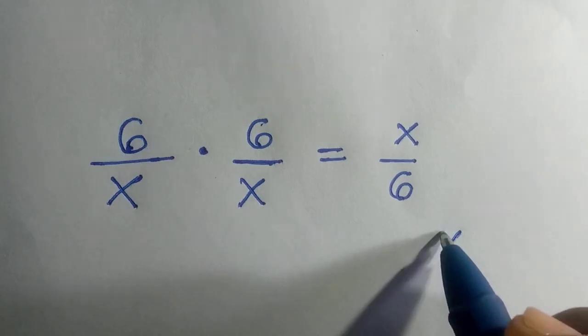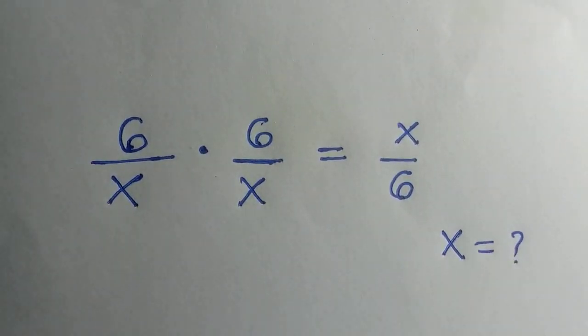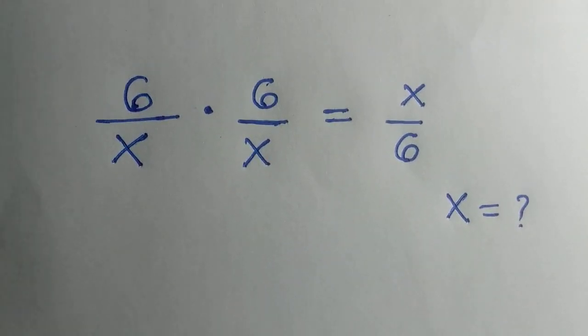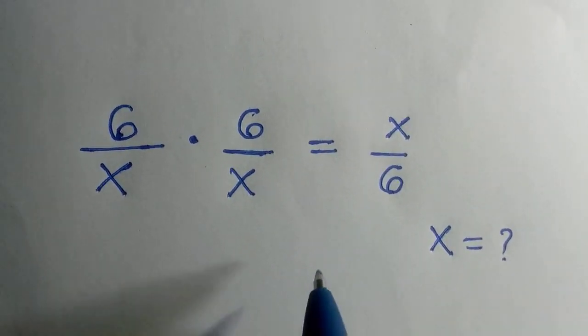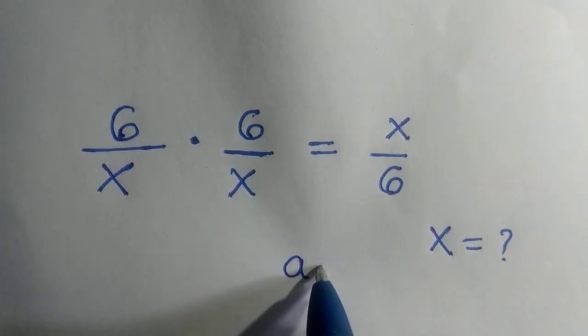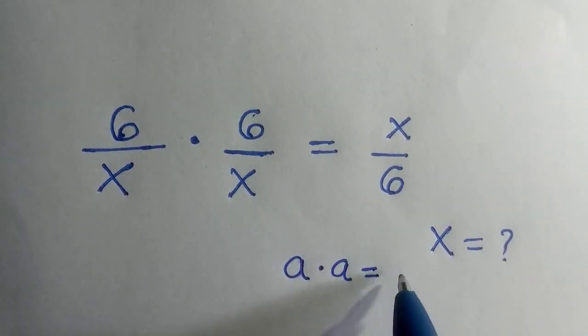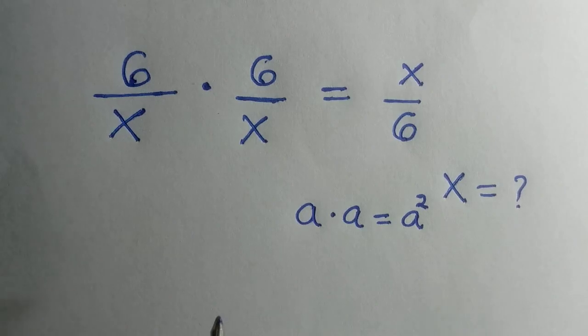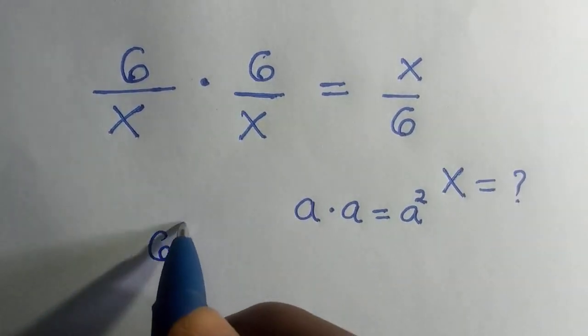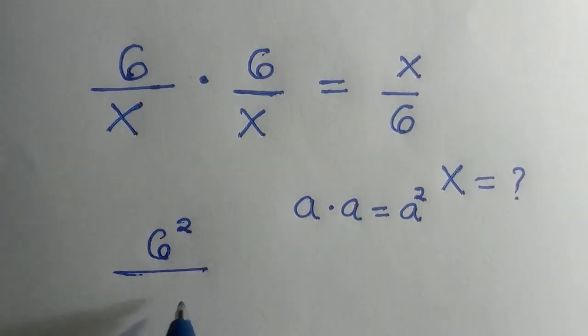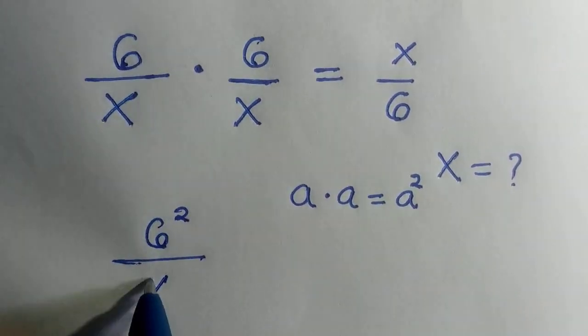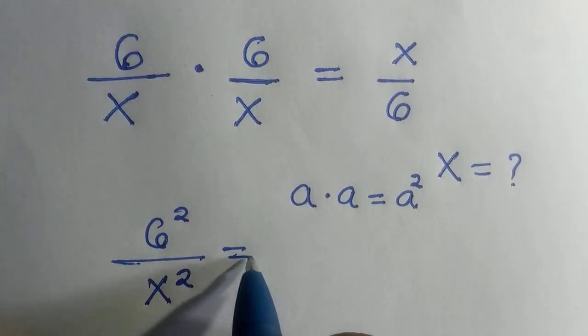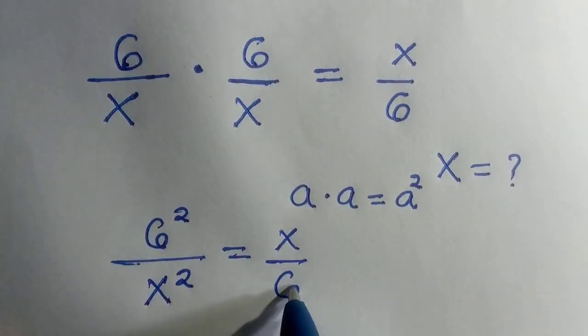How to find the value of x given that 6 divided by x multiplied by 6 divided by x equals x divided by 6. To solve this, we are going to consider from here. Let's say we have a multiplied by a. This is given as a raised to the power of 2. That is, we multiply 6 and 6 together and it gives us 6 to the power of 2 divided by x multiplied by x, which is x to the power of 2, equals x divided by 6.